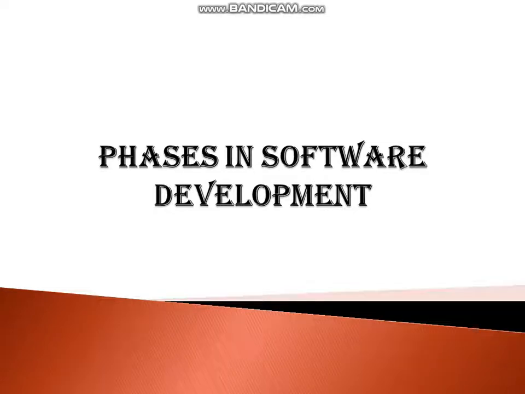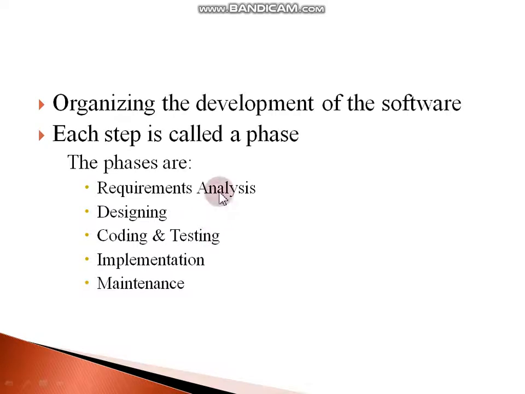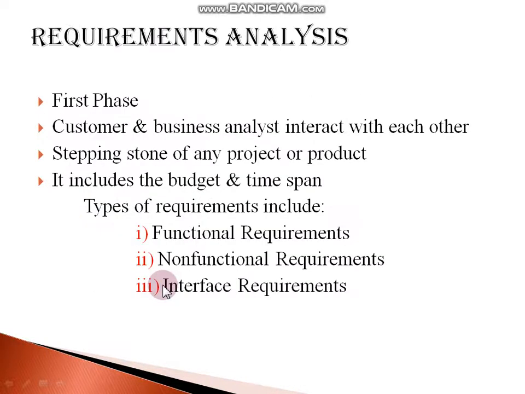In this video we see about phases in software development. We have to organize the developed software. Software is a step by step process. Each step in a software is called a phase. There are 5 phases in software development. They are requirement analysis, designing, coding and testing, implementation and maintenance.